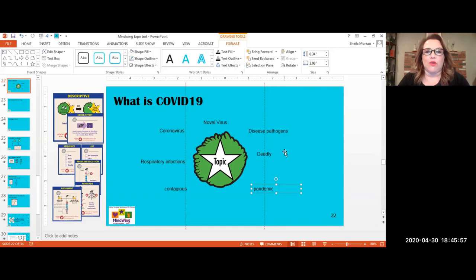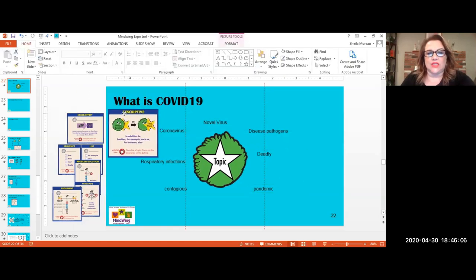This is a lot of information that we have, and we could categorize that information. But essentially this is the text structure here, descriptive. It's describing a person, an animal, a thing, a time, or a place. And we would use these cohesive ties for that. So, the coronavirus is a novel virus. In addition to that, it is a disease with pathogens.